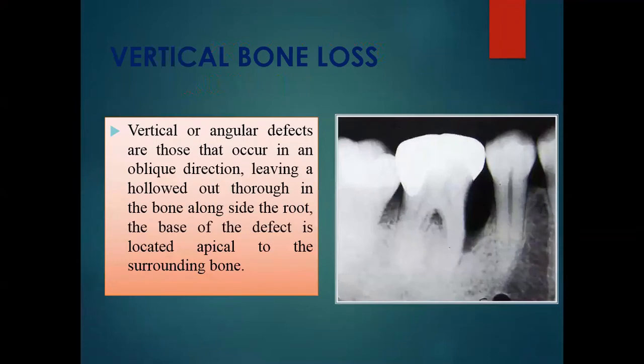Next, we have the vertical bone loss. Vertical or angular defects are those that occur in an oblique direction. You can see the vertical bone loss, where the bone loss happens in a vertical direction. It is not uniform. Here there is full bone, here there is bone, and suddenly there is a dip in the bone. This type of defect is called vertical bone loss. It leaves a hollowed-out trough in the bone along the side of the root. The base of the defect is located apical to the surrounding bone.